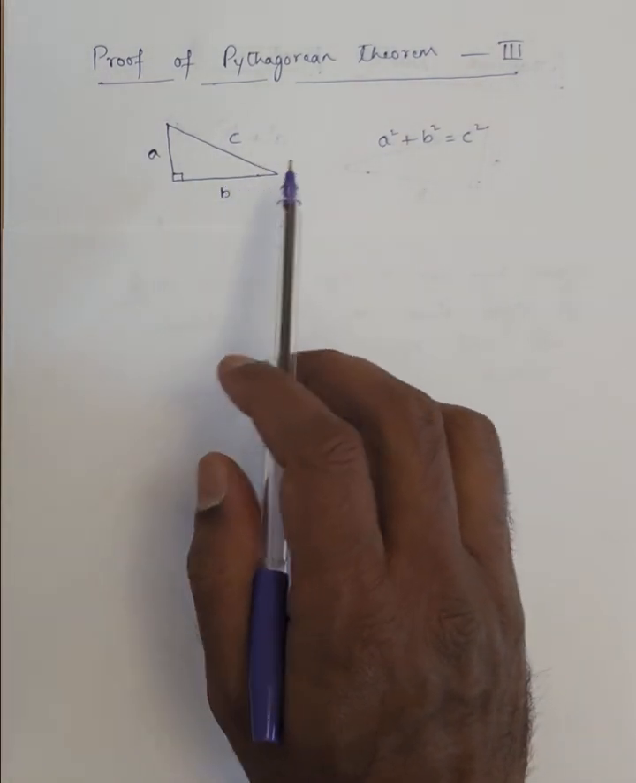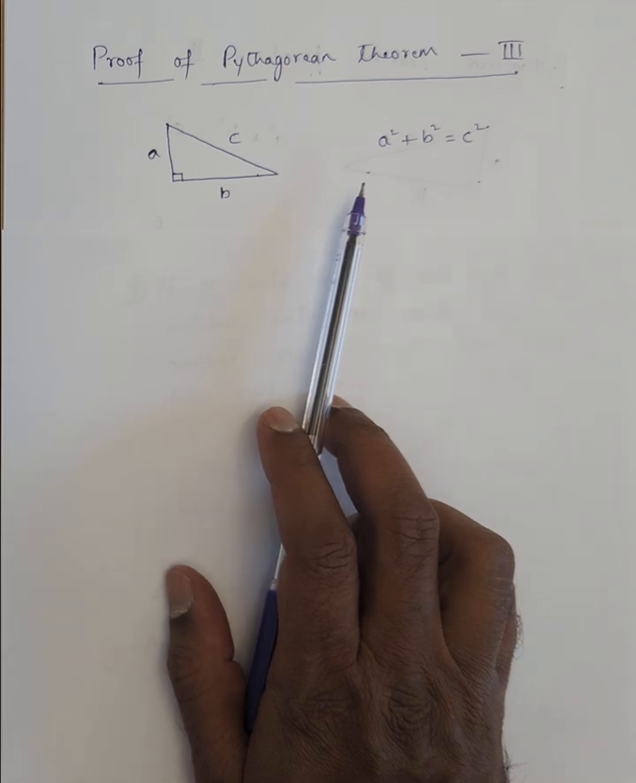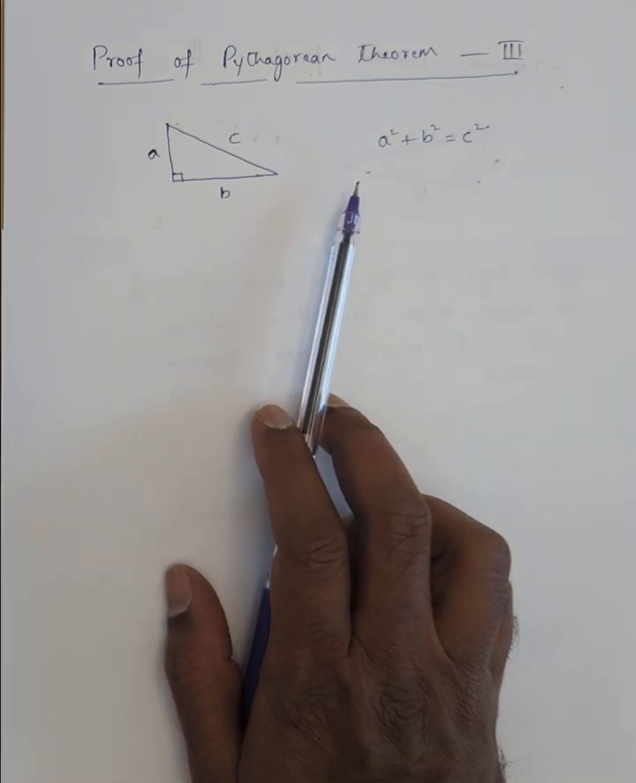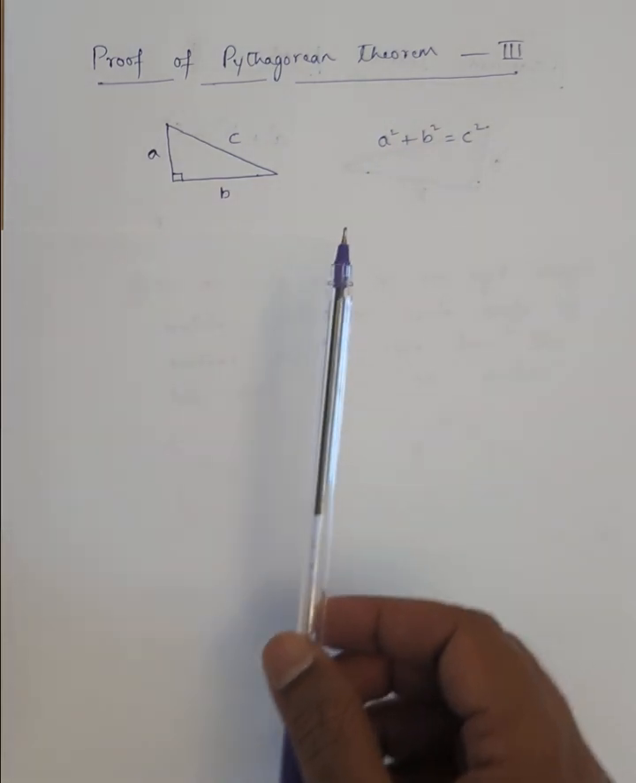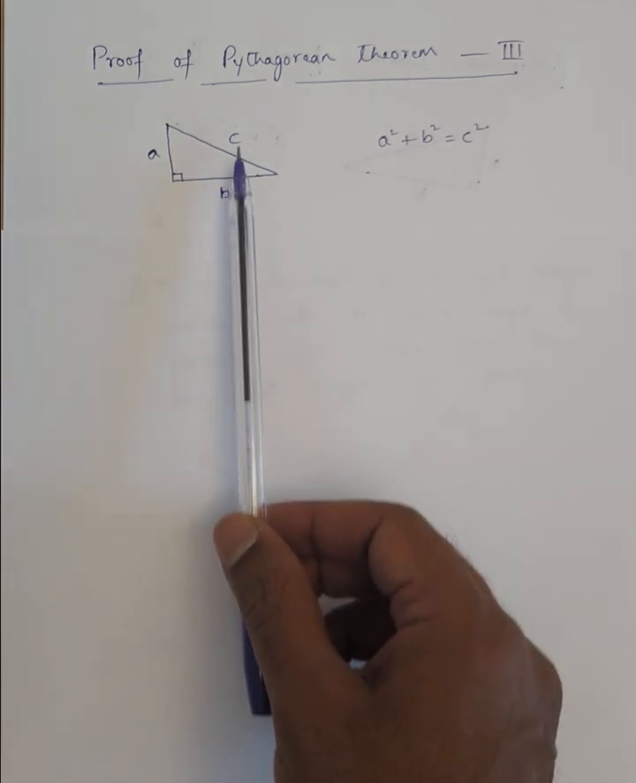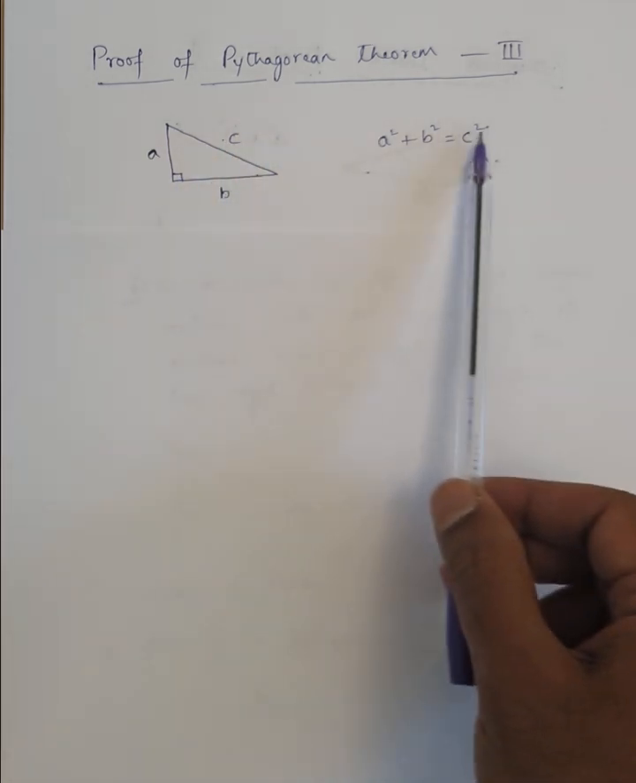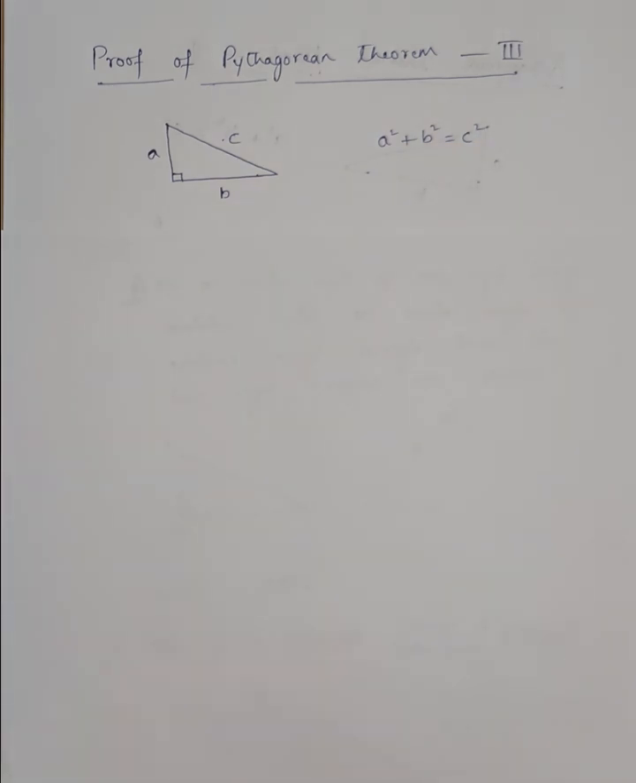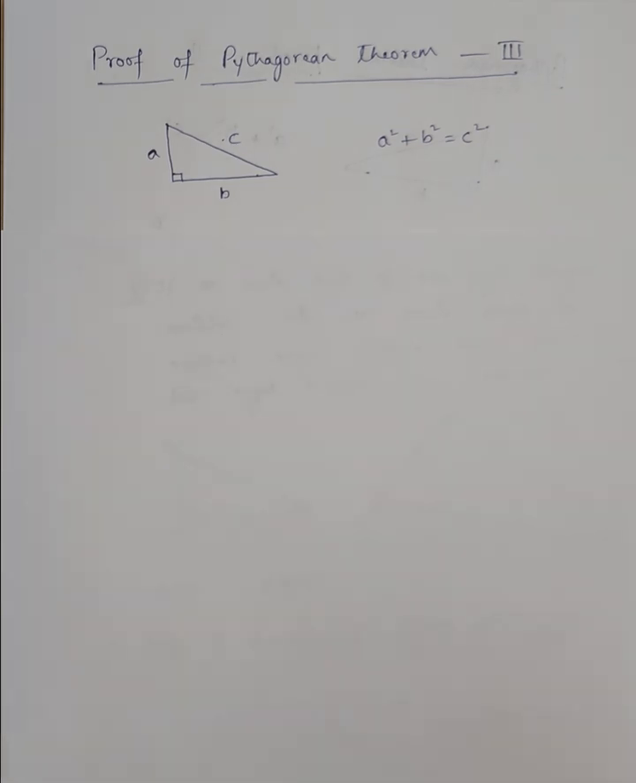In this video, we will prove the Pythagorean theorem. In the previous two videos, we showed two different proofs, and here is the third proof. So what is the Pythagorean theorem? If you have a right triangle with legs A, B and hypotenuse C, then A square plus B square is equal to C square.